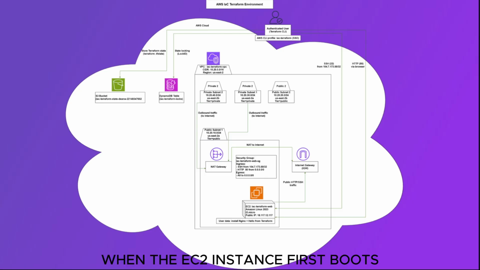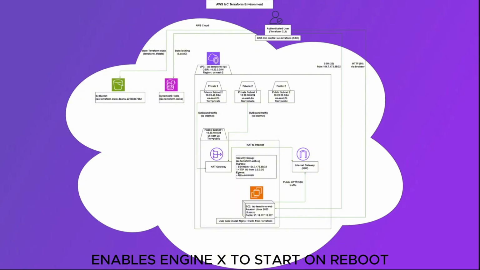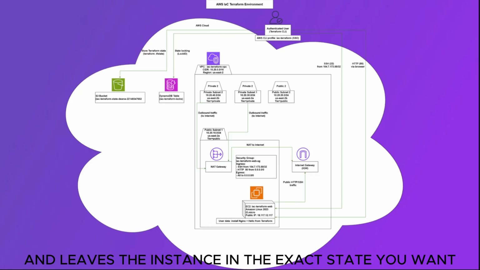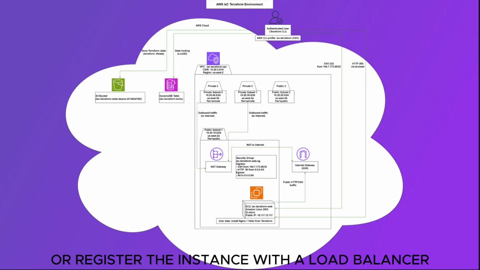When the EC2 instance first boots, it runs a user data script. The script is the key to reproducibility. It automatically installs Nginx, writes a custom HTML page saying hello from Terraform, enables Nginx to start on reboot, and starts the service immediately. No SSH, no manual configuration, just code that runs once and leaves the instance in the exact state you want. In real production, this might install monitoring agents, set up log shipping, or register the instance with a load balancer.